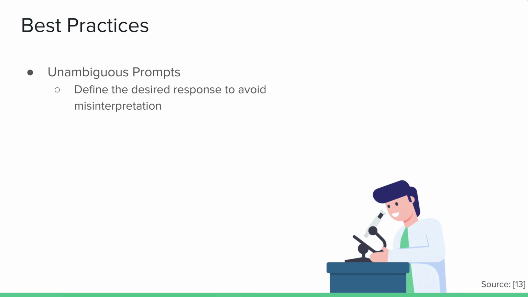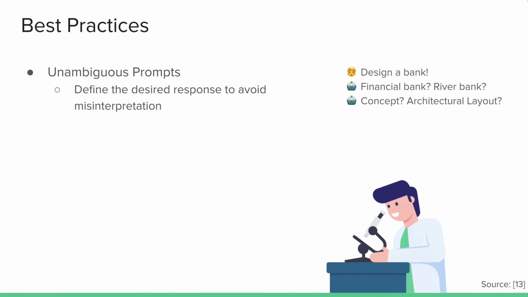Finally, let's go over some best practices for effective prompt engineering, so some take-home lessons. First, use unambiguous prompts. Be clear about what you want the model to do to avoid misinterpretation. For instance, asking to design a bank could be confusing. Are we talking about a financial institution or a riverbank? Be specific to get the right response.